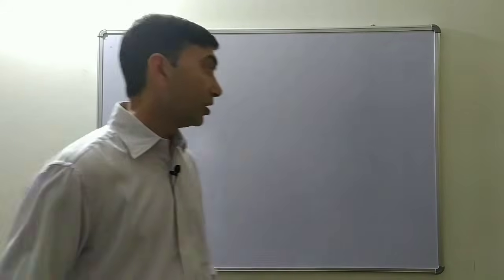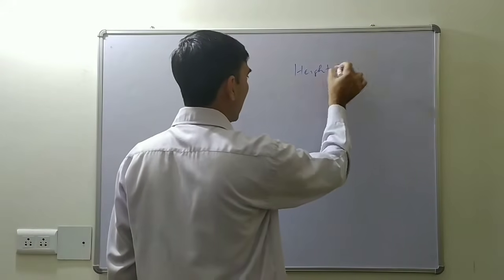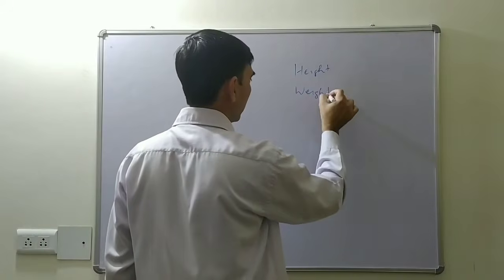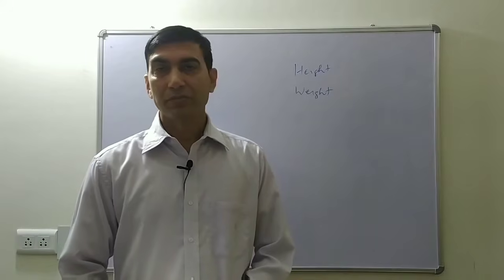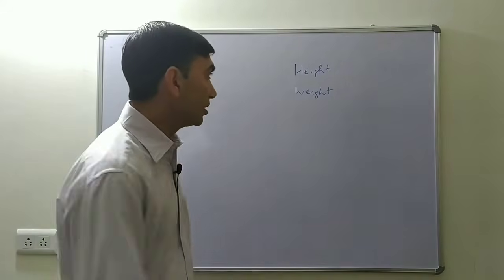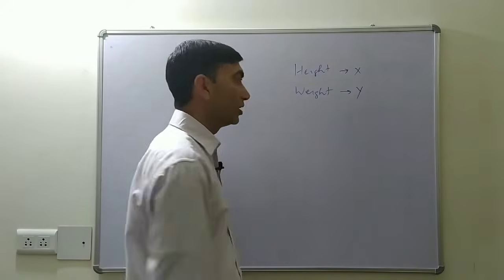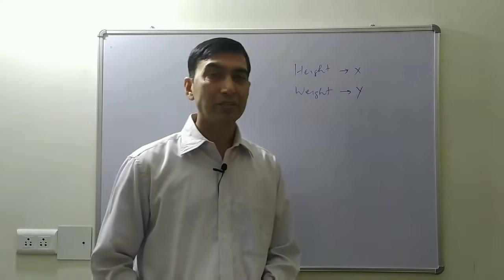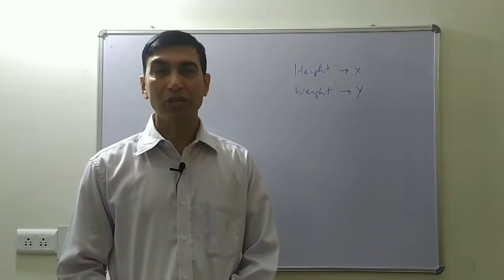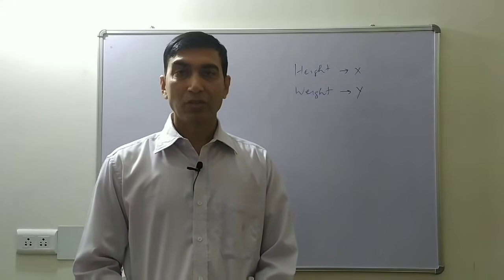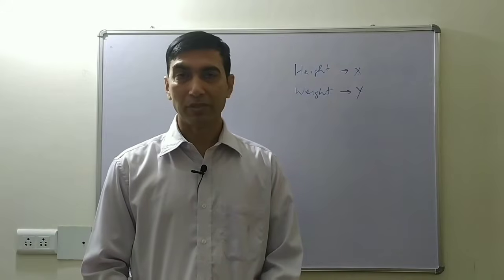For example, if we want to study height and weight of a group of randomly selected students, then you can assign one random variable, say x, to height and another random variable y to weight. After that, you may be interested to calculate whether there is any relation between height and weight. So there are various situations where we need to consider more than one random variable.